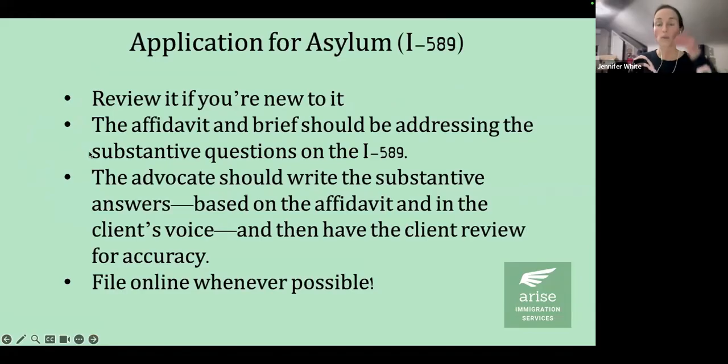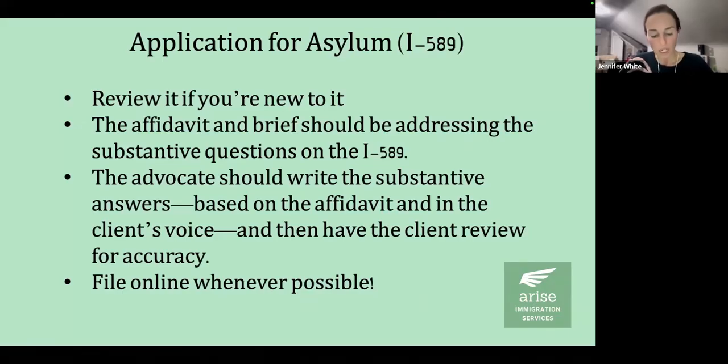Okay, so the actual application. The first four-ish pages, if you pull up the I-589, you can just Google it and you'll find it, are just demographic information. For clients who have been to some school and can read and write, they can usually fill that out on their own. But it's surprising how many people make errors when they do that. So it's really important that it be as accurate as possible. Whatever route you have to take to get that to be accurate, do it.